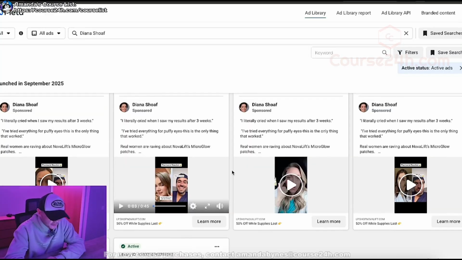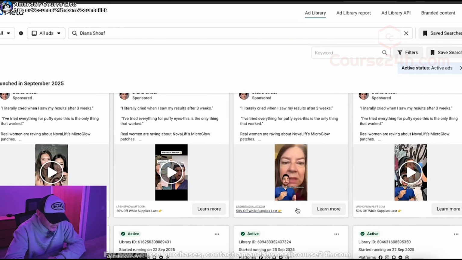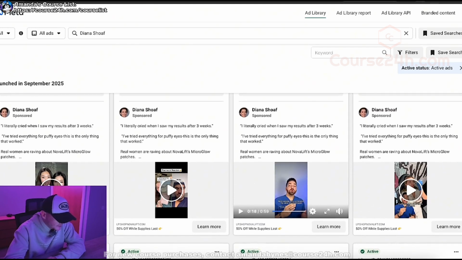Let's see if we can find any other ones. As a board-certified dermatologist, I've seen countless patients frustrated with under-eye bags. Some of the earliest clinical research on dissolving microneedle patches came out of Korea, showing visible improvements. That's why dermatologists trust this technology. It's not hype, it's science-backed. Right, that's not bad. I like that. I want something with a different angle.